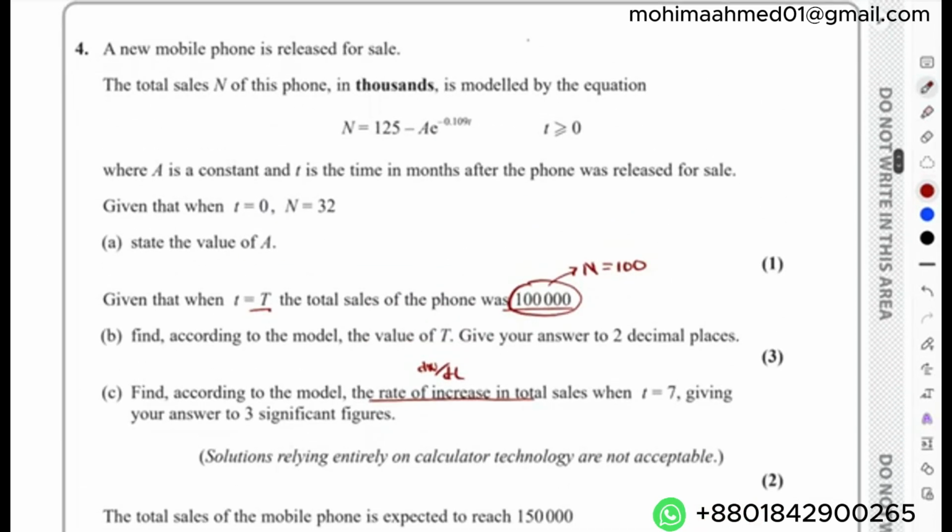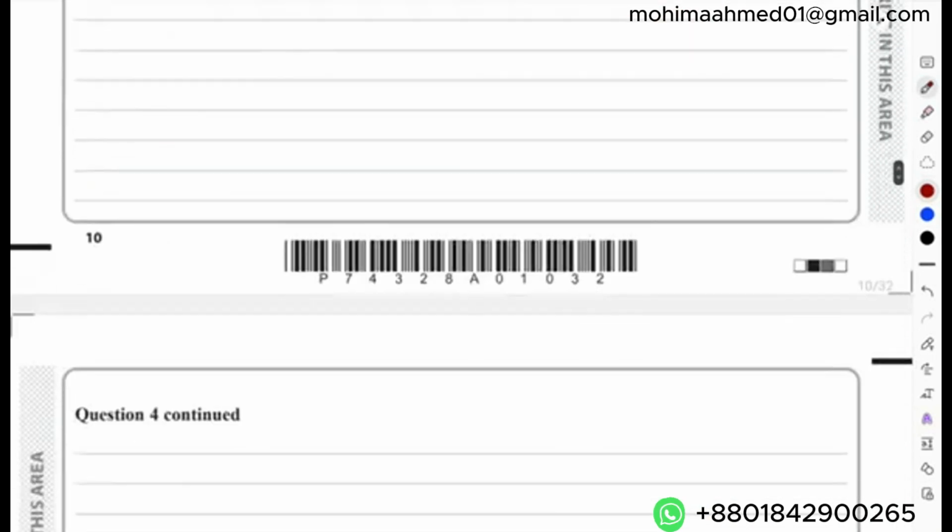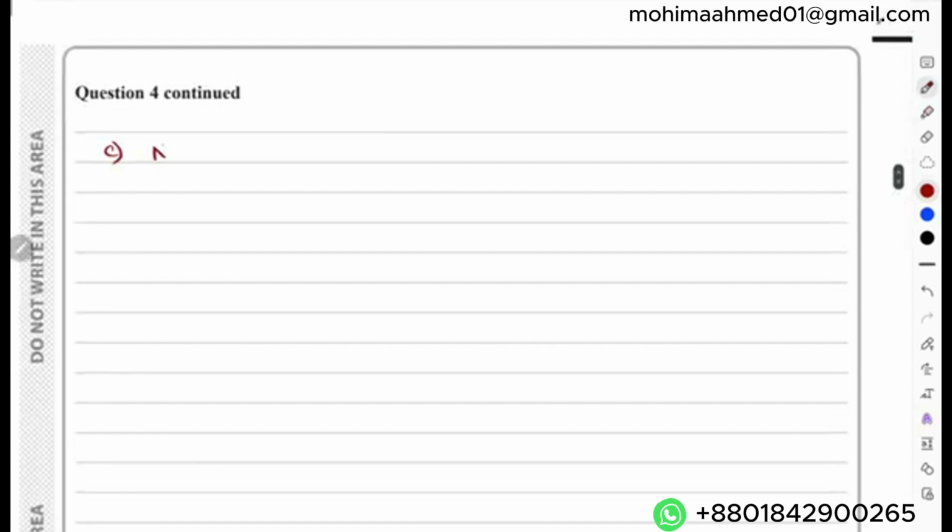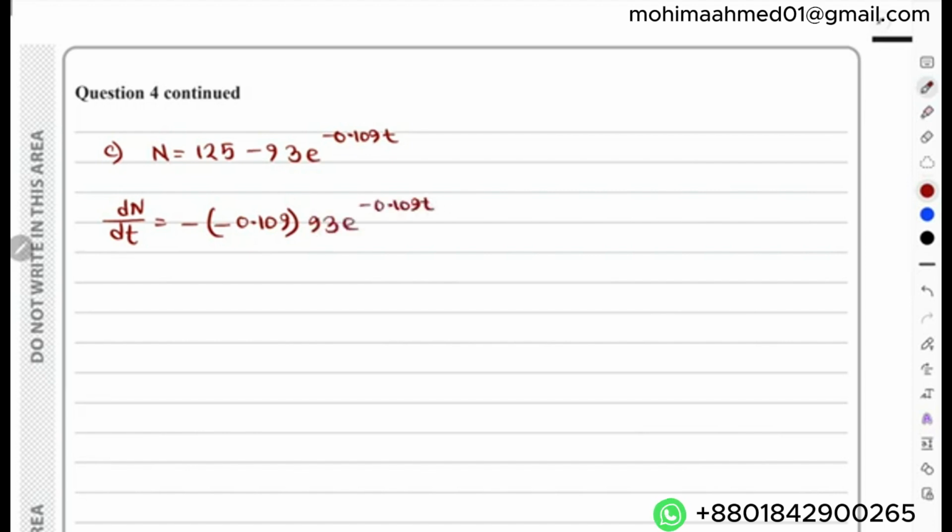Your original equation was 125 minus 93 e power minus 0.109t. So for part C, I'll just write down the equation 125 minus 93 e power minus 0.109t. If you do the differentiation, this 125 will certainly cancel out. The power will come in front of that 93. So you have minus already in front of 93, which will be multiplied with minus 0.109, giving 0.109 times 93 e power minus 0.109t.